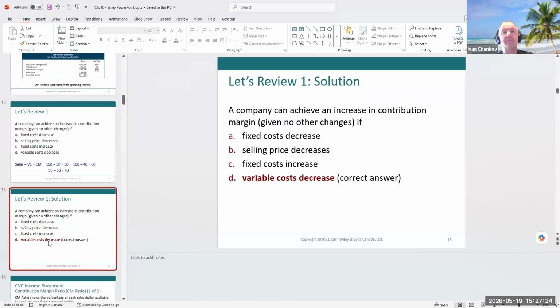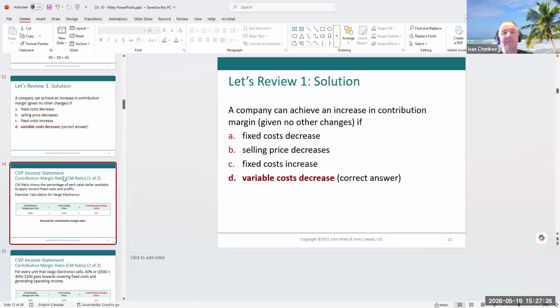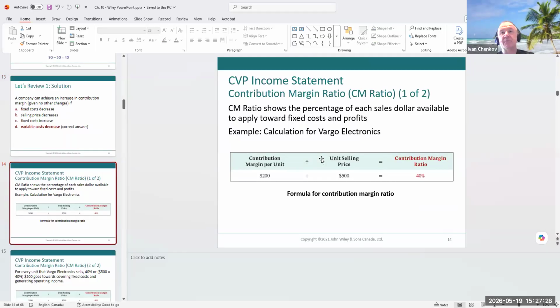So obviously variable cost, yes, decrease. Now, the contribution margin ratio will be a simple percentage. How can we get this percentage? Sales are always 100%. So we're going to express everything as a percentage of sales as we saw in the ratio analysis.